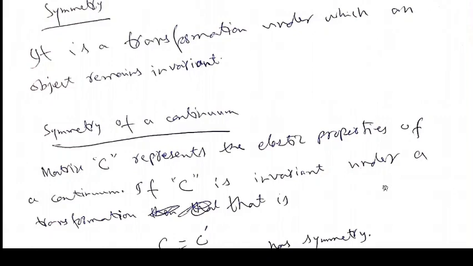You can see this with the graph of y equal to x squared, and we usually say that y equal to x squared is symmetric along the y axis, and the transformation behind this is changing y to y and x to minus x. So this is the meaning of what is written here: a transformation under which an object remains invariant.